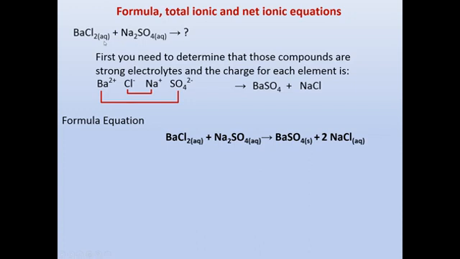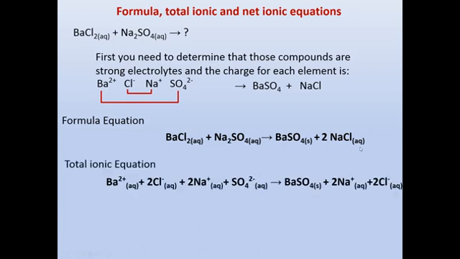From the information we're given, both of these starting materials are aqueous, so they're both soluble in solution. The product barium sulfate, according to the solubility rules, is insoluble. So it's written as a solid, so it precipitates out of solution. Sodium chloride is soluble, so it's written as aqueous. That is our balanced formula equation.